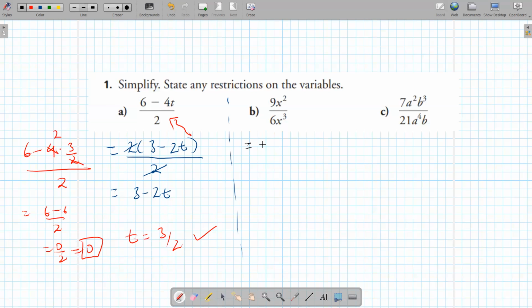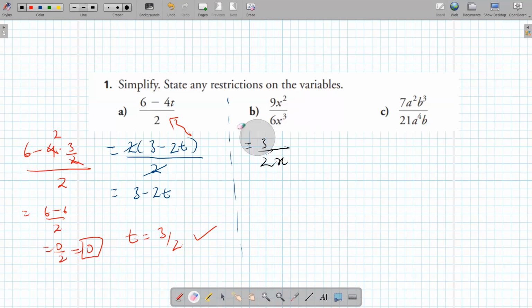What does this simplify to? Well, what's 9 over 6? What does that reduce to? 3/2. Right, what about x squared over x cubed? It's just x in the denominator, because you bring this 2 down, it's going to become x to the 3 minus 2, which is x to the 1.